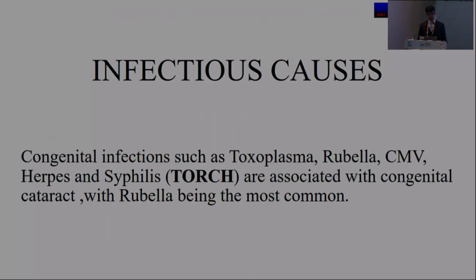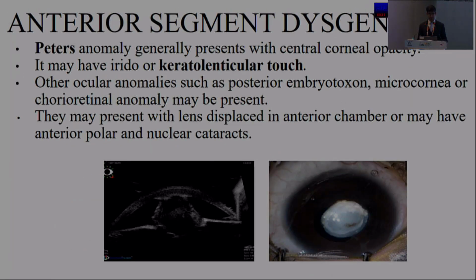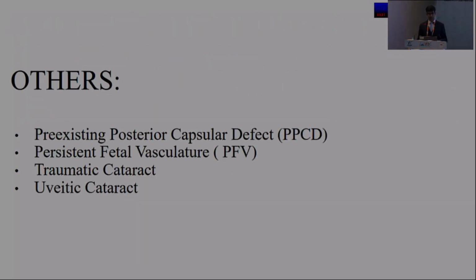Wilson's disease with sunflower cataract, and infectious causes which are quite common in our country, TORCH infections, the most common of which is congenital rubella syndrome. We see typically these kids with microcephaly, microphthalmos, iris atrophy, poorly dilating pupil, and partially absorbed cataractous lenses. Anterior segment dysgenesis in the form of Peters anomaly is also noted to have these cataracts.